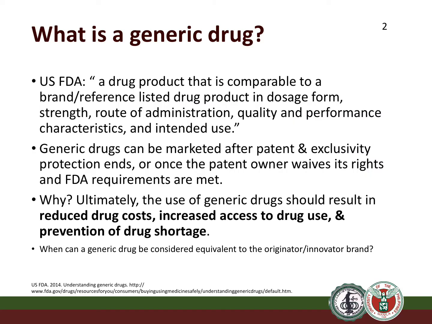Next, we'll talk about what is a generic drug, a brief review from Therapeutics 201. As defined by the US FDA, a generic drug is a drug product that is comparable to a brand or the reference listed drug product, similar in or comparable in dosage form, strength, route of administration, quality and performance characteristics, and intended use. Generic drugs can be marketed after patent and exclusivity protection ends, or once the patent owner waives their rights and the FDA requirements are met.